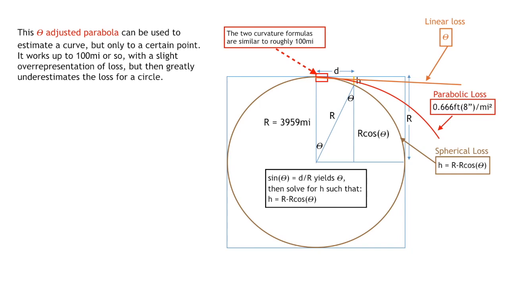And this is somewhat of our theta adjusted parabola, or a parabolic loss. So it can be used to estimate a curve again, but it's only good to a certain point. It works up to about 100 miles, as you can see, and then it just starts to fall away. You cannot make that come back into a circle. So it has a slight overrepresentation of loss, but then greatly underestimates the circle as it goes on. So again, the two curvature formulas are roughly similar to 100 miles, and then they start to break down.